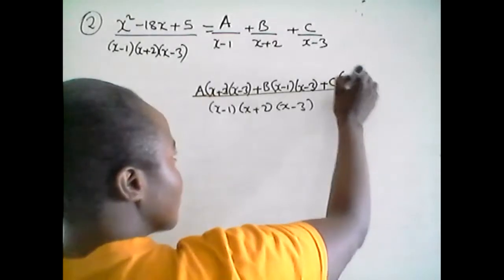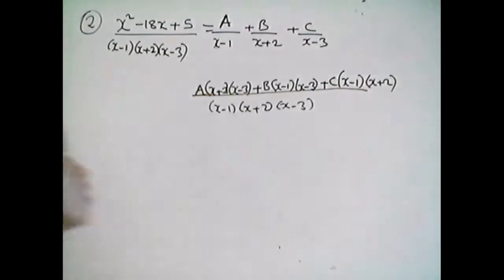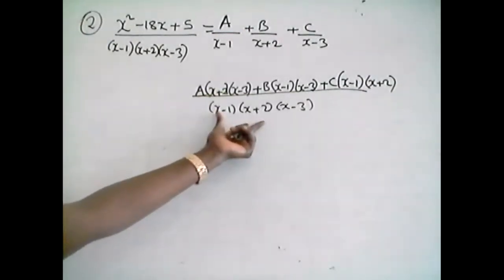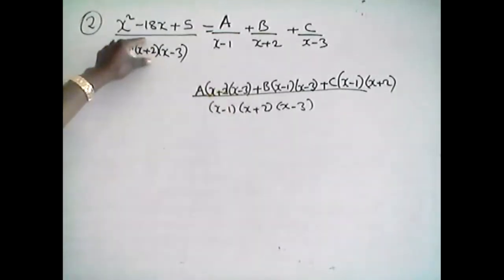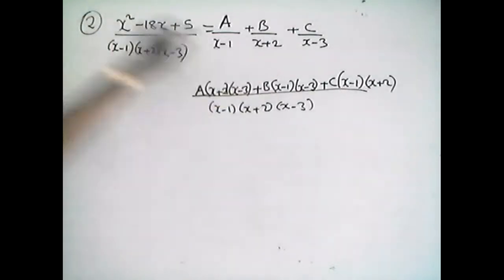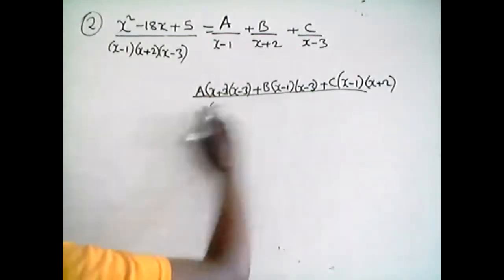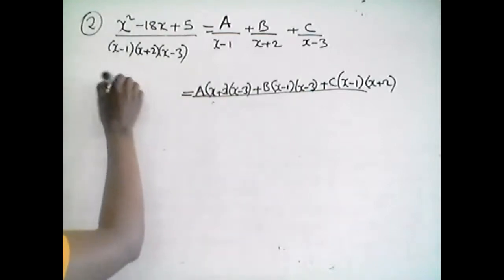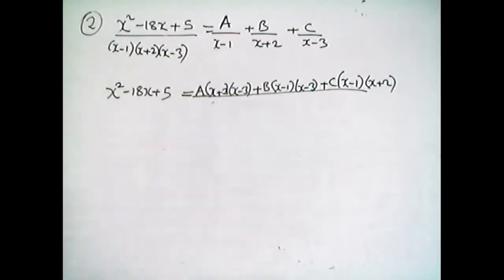So we remain with (x - 1)(x + 2). You're seeing that when you multiply this with this reciprocal, this part is going to cancel with this part. So we're just going to remain with that part and this part. I'm just going to erase this since you've seen what has happened. And then we're just going to remain with x² - 18x + 5.